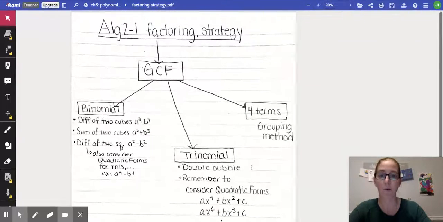So this is the approach I would take and kind of follow one of these paths as you go through your factoring. I hope you guys find this helpful.